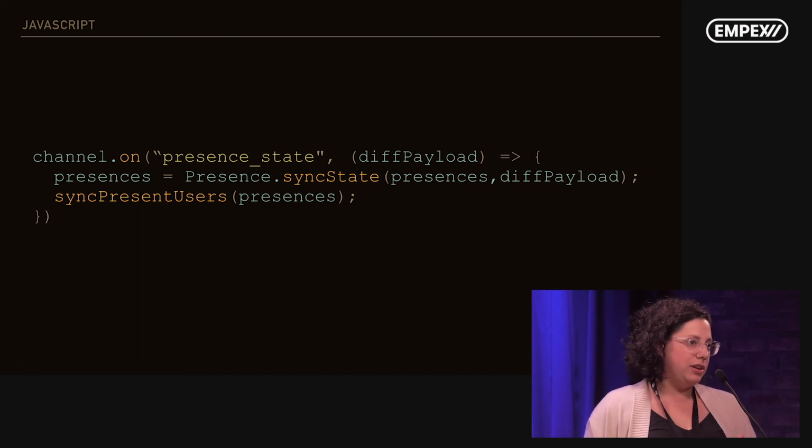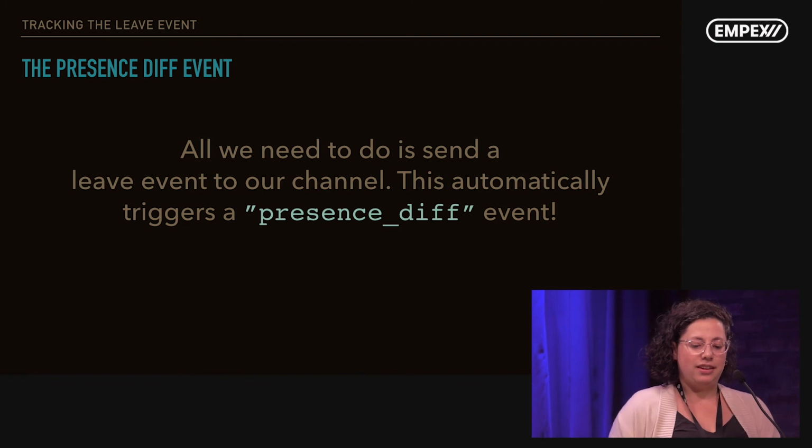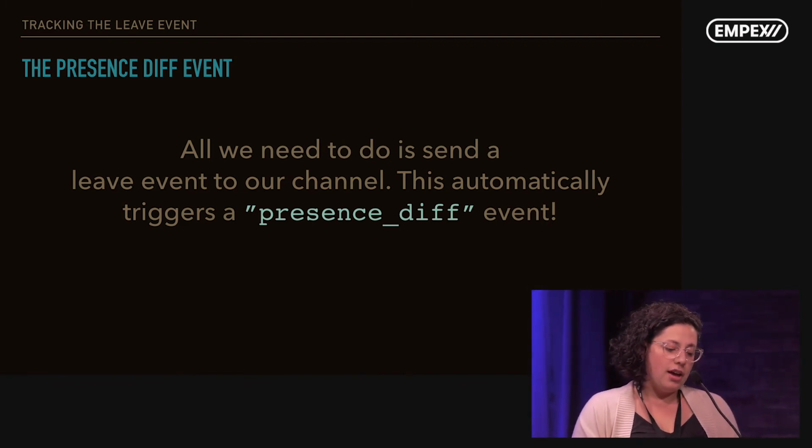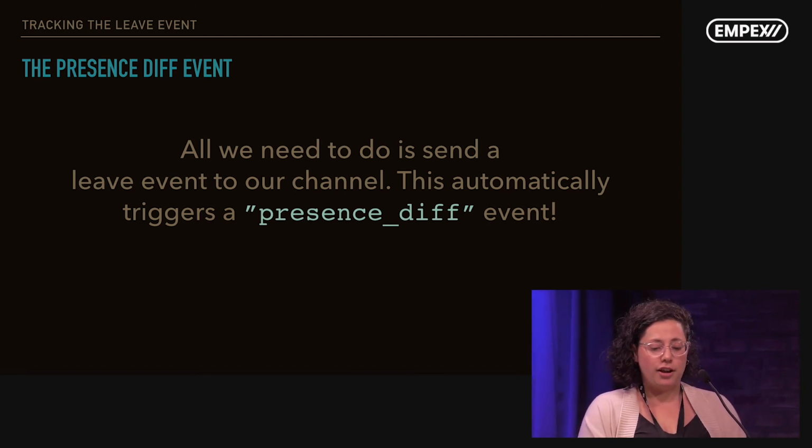Much like everything else with Phoenix Presence, we hardly have to write any code to get it working. All we need to do is send a leave event to our channel. This automatically triggers a presence diff event, and we are already listening for and appropriately handling the presence diff event on the front end. So I love when the answer to the question of how to do something is nothing, do nothing, and it just works. And that's for Charlie.